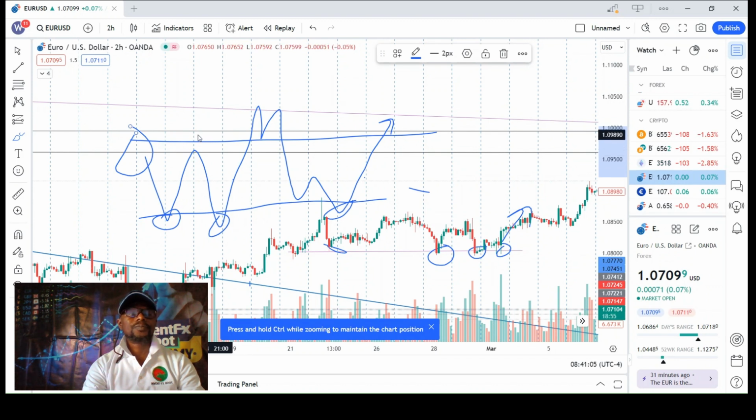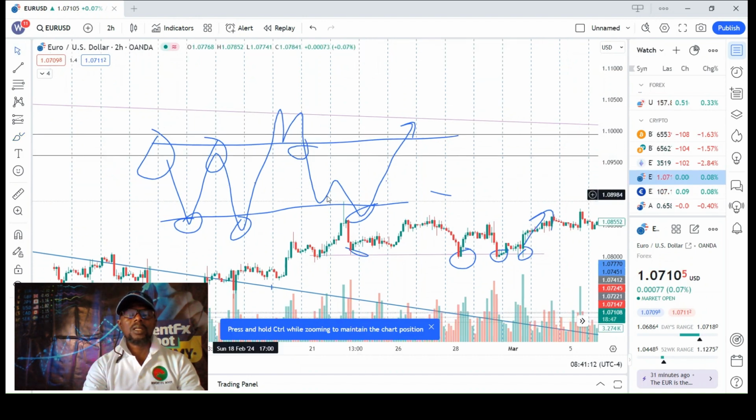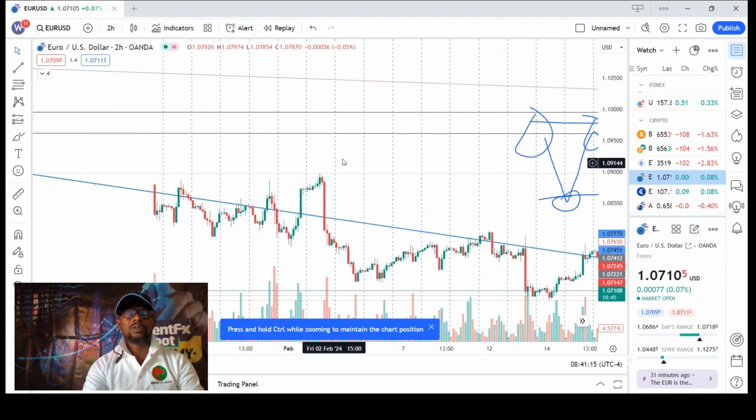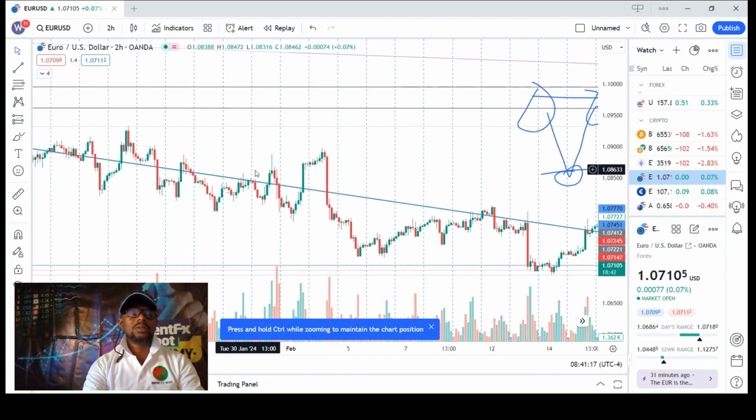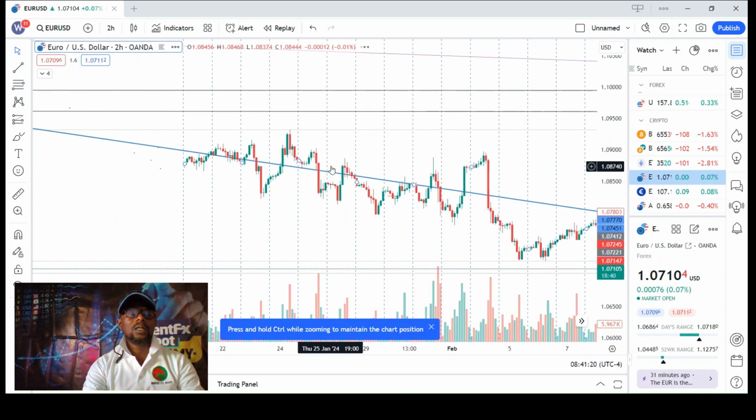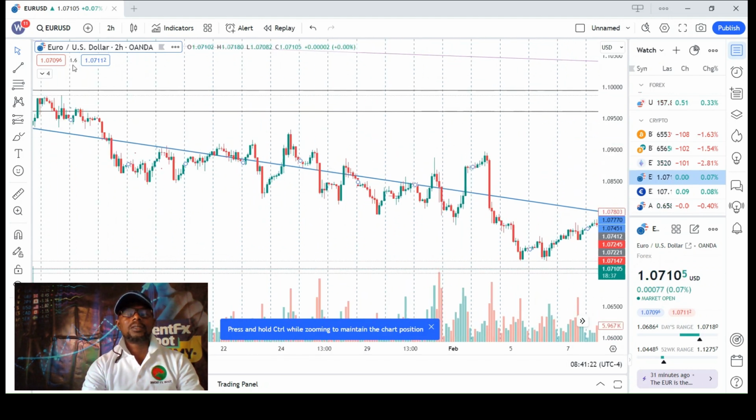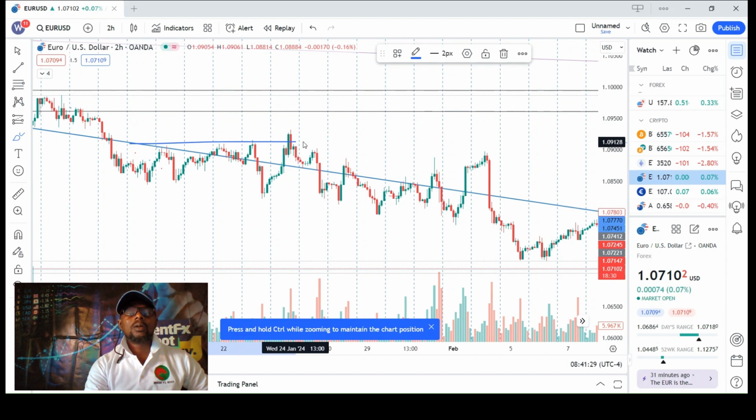So let's look at one of the samples here so that you can understand better. Let me use here. It's not much, but let me use here. So this is our resistance. This is the level of resistance. So it has come here, bounced back, comes here, bounced back, comes here, bounced back, comes here, bounced back, and moves again.